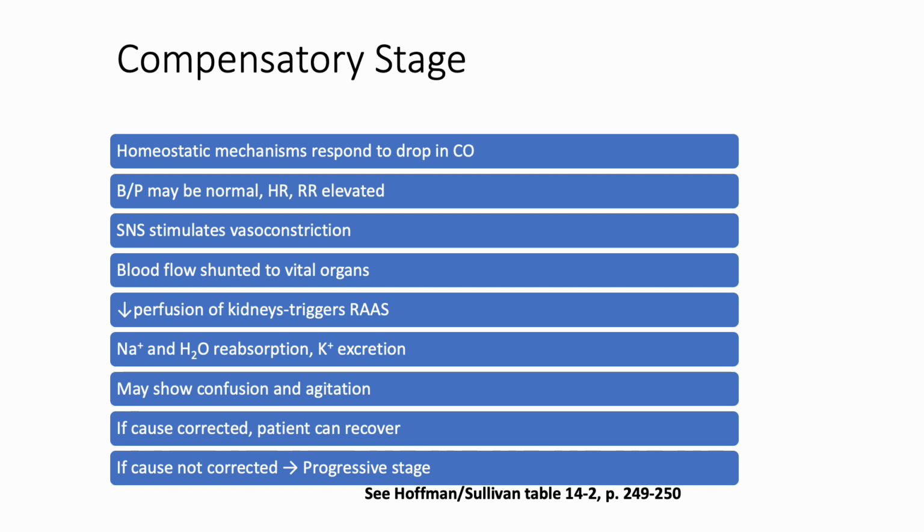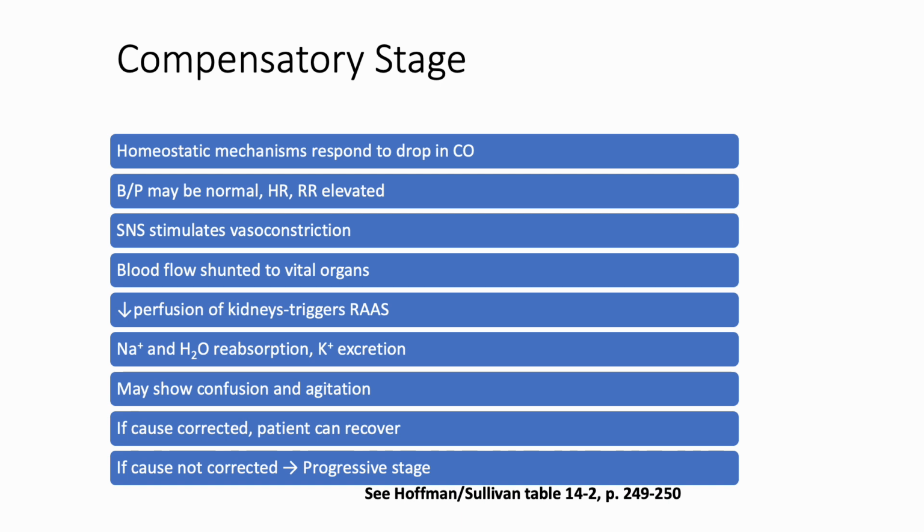In the compensatory stage of shock, homeostatic mechanisms respond to the drop in cardiac output. Now, your blood pressure may still appear normal, but heart rate and respiratory rate are elevated. The sympathetic nervous system triggers vasoconstriction, redirecting blood to vital organs. There is now decreased kidney perfusion, which in turn activates the renin angiotensin aldosterone system, or RAAS, promoting sodium and water reabsorption and potassium excretion.